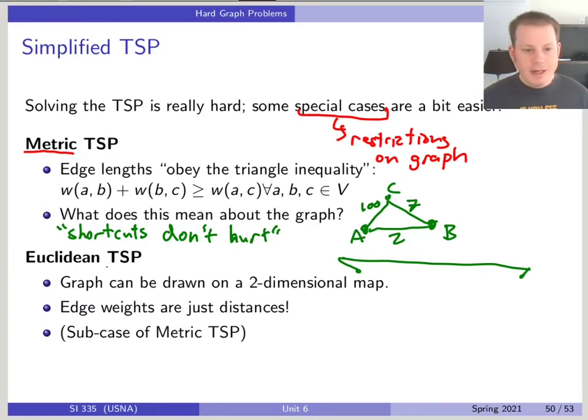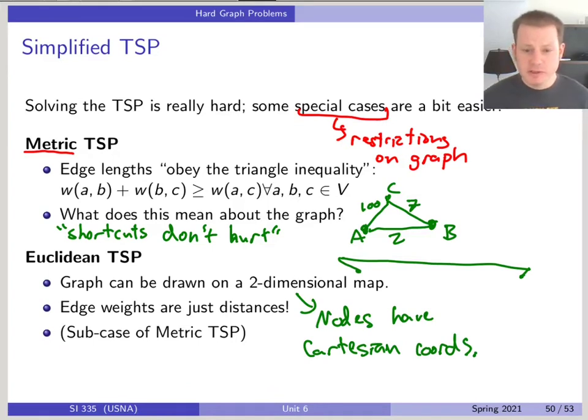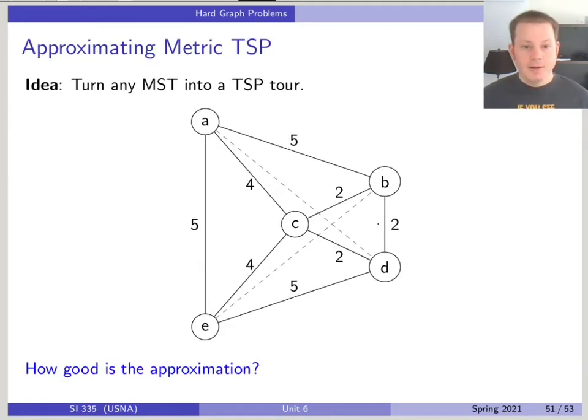An even more extreme example is what's called Euclidean TSP, where the nodes are really two-dimensional coordinates. And so these are both restrictions. What we're essentially saying is, all right, I'm going to assume that there's nothing like this weird picture here that ever exists at any part in the graph. And under that assumption, maybe I can solve the problem a little bit better or a little bit faster. And the way that we can do that is what I think is a really cool idea, and it actually is used in practice: we can turn any minimum spanning tree into a TSP tour.